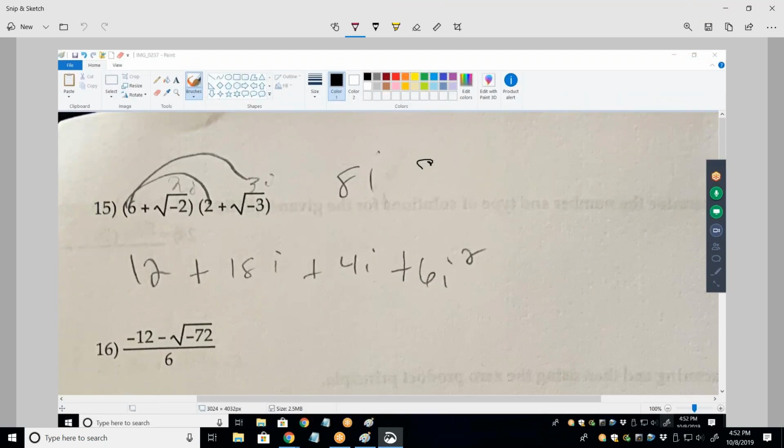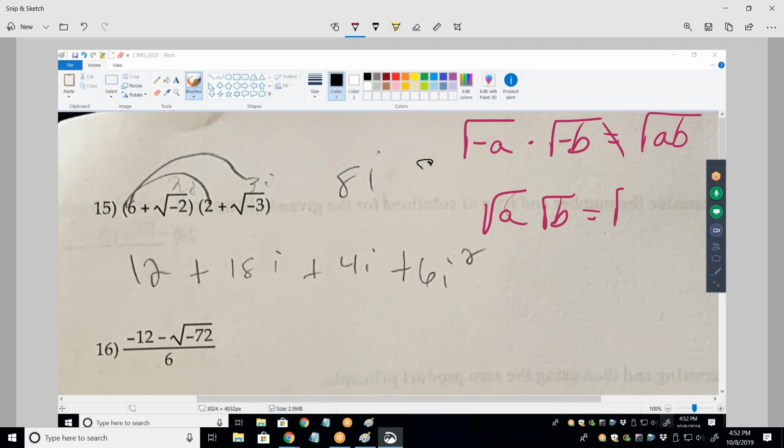One thing you've got to be a little careful of. That is not the square root of a times b. In other words, because you've always been taught that the square root of a times the square root of b is equal to the square root of ab, right? That does not apply to complex numbers. And that is what we're presented with in this problem here.